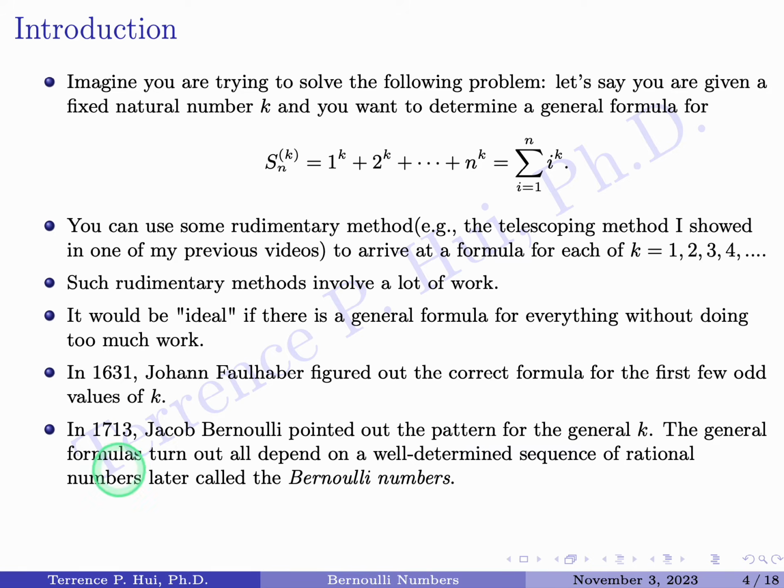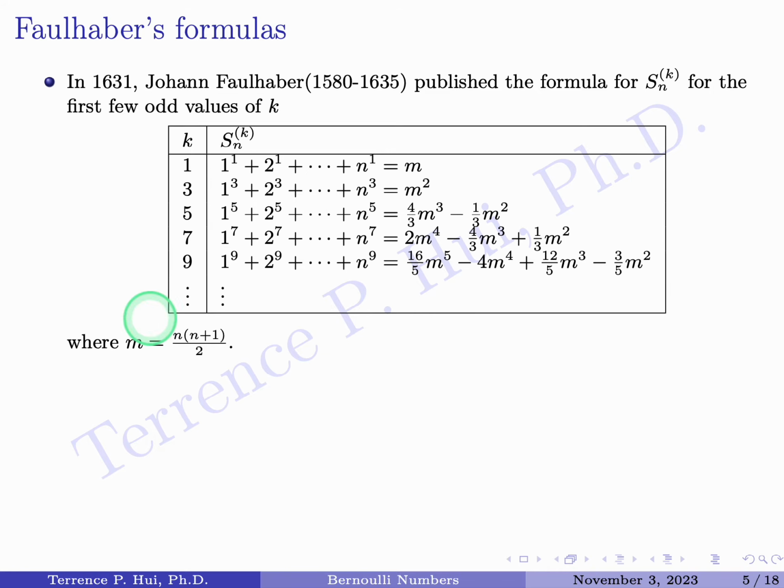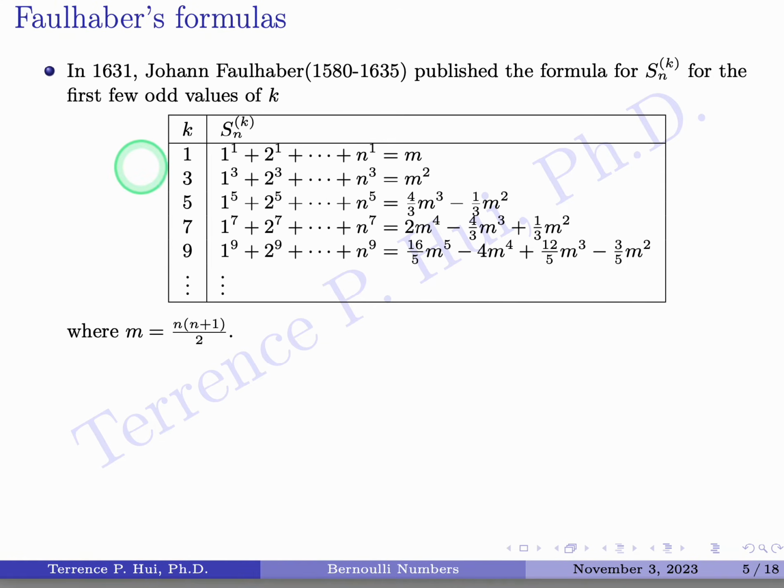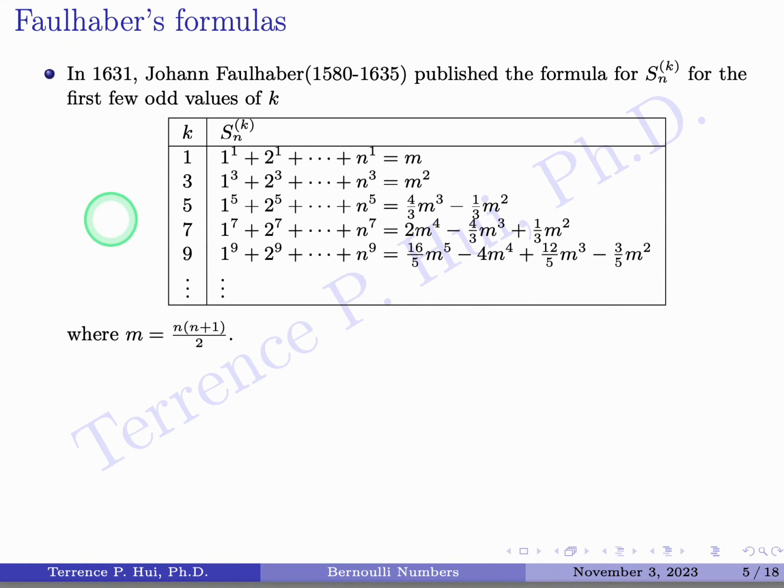It was in 1713 that Jacob Bernoulli looked at his work and noticed there's a pattern that can lead to a general case: any general k value, k being a natural number 1, 2, 3, 4, and so on. This general formula turned out to depend on a well-determined sequence of rational numbers that later was called the Bernoulli numbers, named after him. All right, so let's start with Johann Faulhaber's numbers.